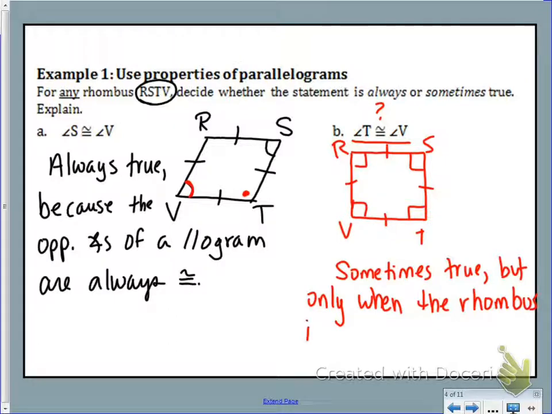Keep in mind, a square is a more particular type of rhombus. So a square is still a rhombus, it just has the right angle piece that a rhombus does not require. So this is going to be true, but only when the rhombus is also a square.